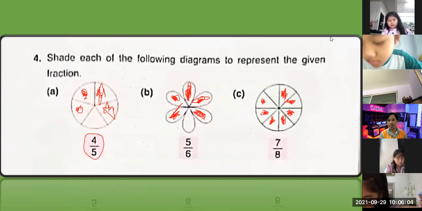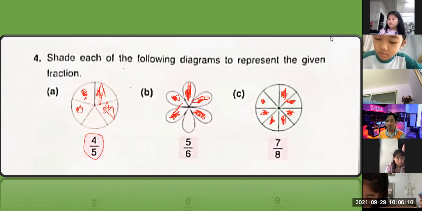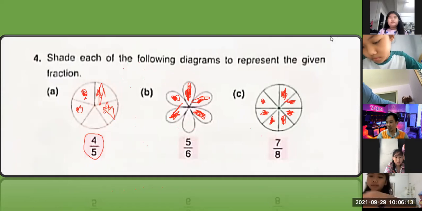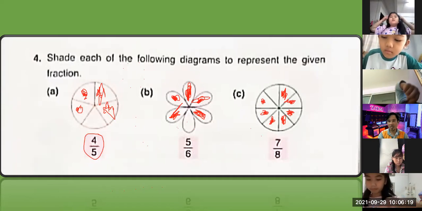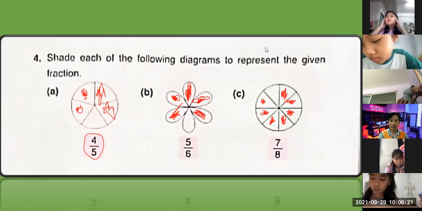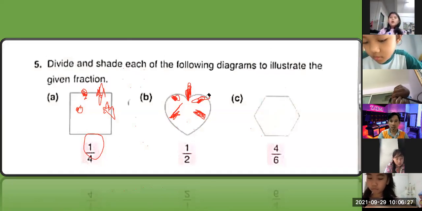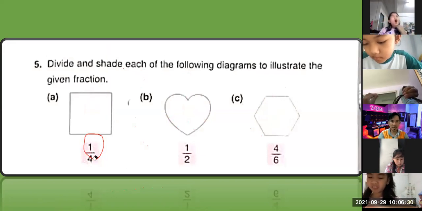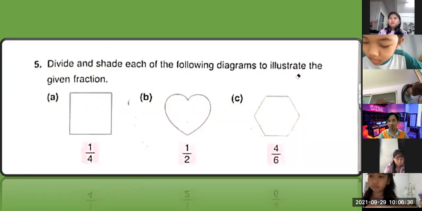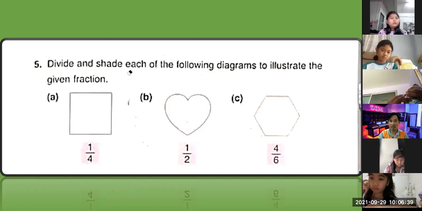Okay. Finish. Now, if you are finished, we'll proceed to number 5. In number 5, you will divide and shade each of the following diagrams to illustrate the given fraction. You have to divide, and after you divide, you will color.